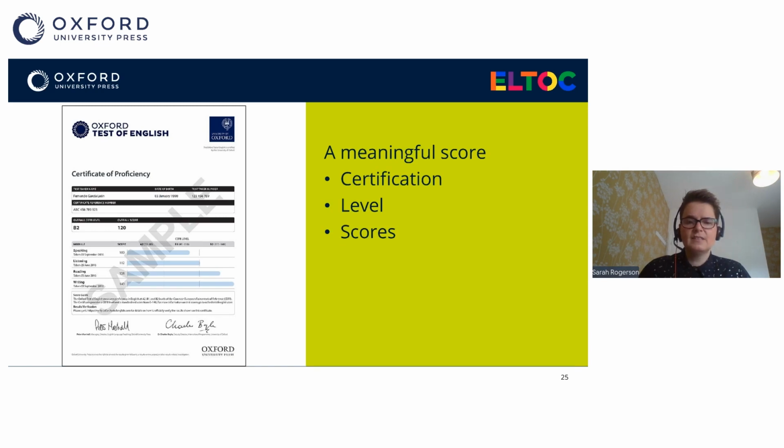And the third thing is give them a meaningful score. This is an example of the Oxford Test of English certificate again, but you will have different kinds of meaningful scores in your class. If the score is 40 or B or C, I think it's hard for a lot of people to know what that means. This meaningful score comes in terms of a certification, in terms of level, and in terms of module scores.